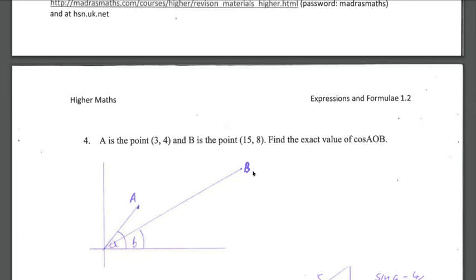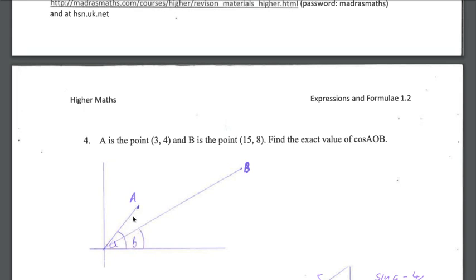So let's draw a little sketch for this. This is important. So here is point A, so 3 along, 4 up, put a little dot there. B is the point (15, 8), so from the origin, 15 along, 8 up. There's point B. Find the exact value of the cosine of angle AOB. So there's A back to the origin, out to B. So we're looking for this angle here. Okay, just that angle. Not angle B, not all of angle A that I've marked on, but just that one.